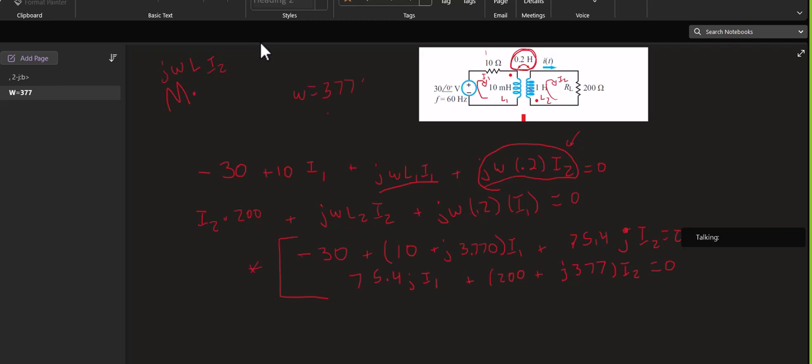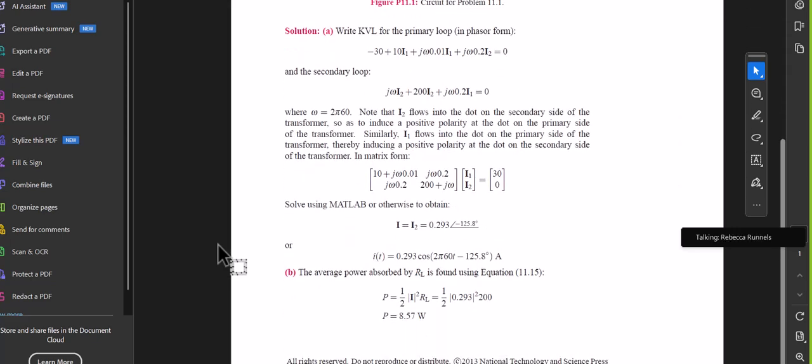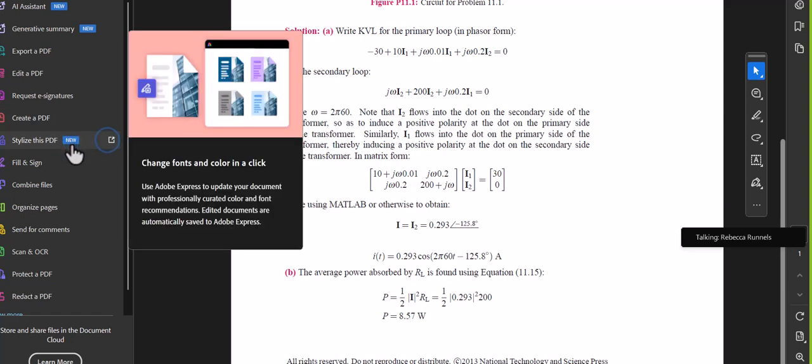And so if you want to know what the answers are, I have the equation to find it, but I don't feel like it. It's 0.293 angle negative 125.8.